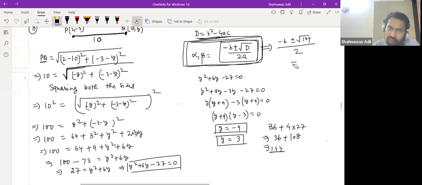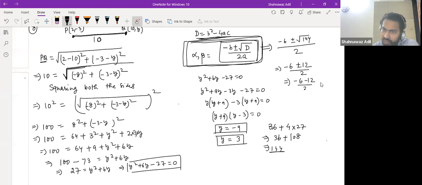So then what you will get? You will get minus 6 plus minus 12 by 2. So if you take minus, minus 6 minus 12 by 2, which is minus 18 by 2, which is minus 9. So this is one. And the other one is plus 12 by 2, which is 6 by 2, which is 3. So again, in this method, you will also get 3 and minus 9, right? Whichever method you choose, the answer would be same.